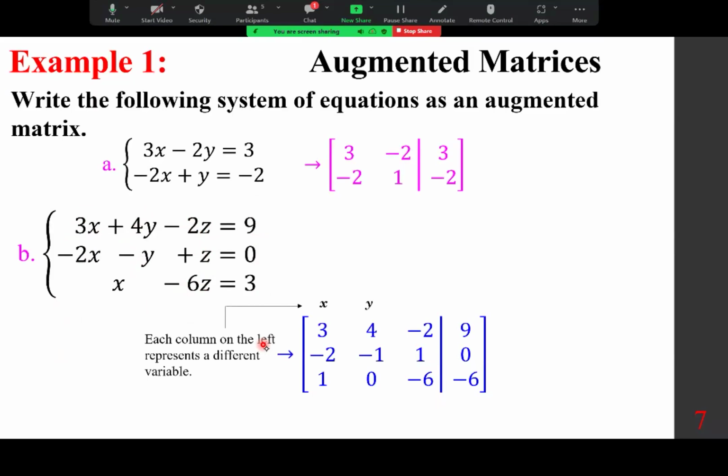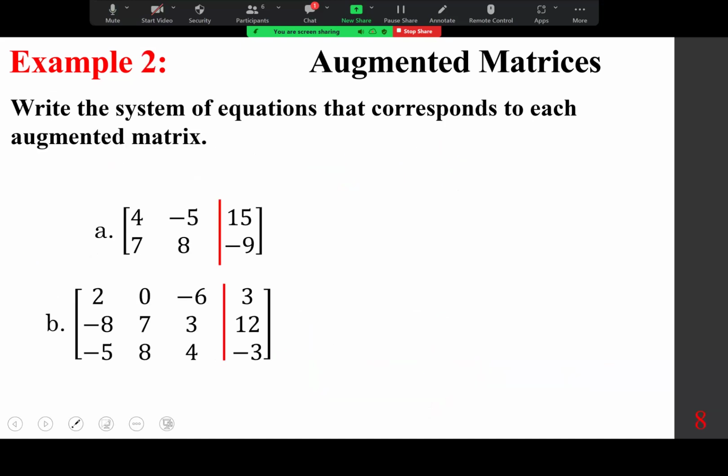So each column on the left, x, y, z, represents a different variable. So this is the x variable, this is the y variable, this is the z variable. And this would be the constant. And as I mentioned, this is called the coefficient matrix. So it's pretty straightforward. So that would be the equal sign, the variables, and the constant.